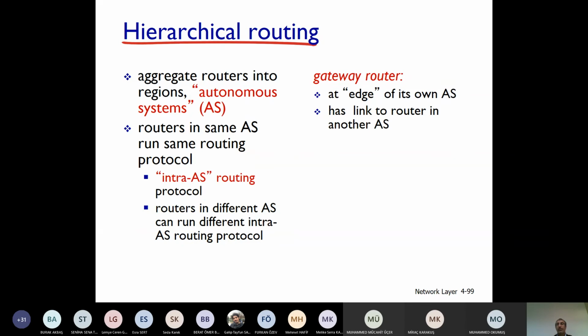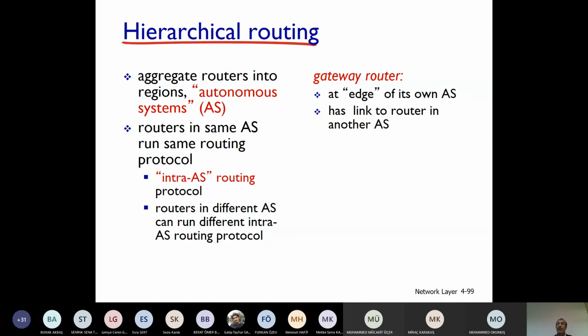We aggregate routers into regions, which we call autonomous systems, AS. Routers in the same AS run the same routing protocol, which we call the intra-AS routing protocol. Routers in different ASes can run different intra-AS routing protocols. So this is my AS. Within this, I can force all the routers to use the same routing algorithm, but I cannot control the other companies' intra-AS routing protocols, so it's up to them.